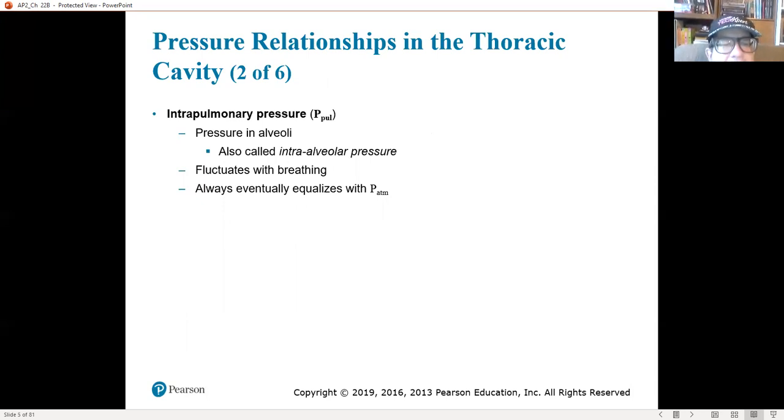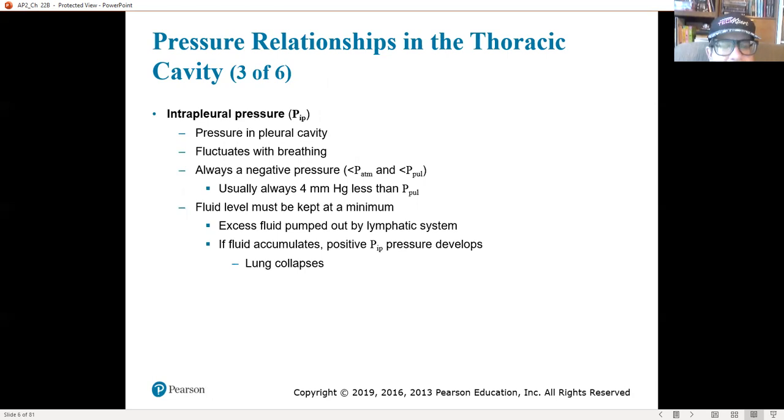The pressure in the alveoli is the intra-alveolar pressure, and it fluctuates with breathing. Obviously, intra-alveolar pressure is lower whenever you're breathing air in and higher when you're breathing air out. These are temporary conditions. It's going to equalize with the atmosphere as the lungs finish filling or finish emptying.